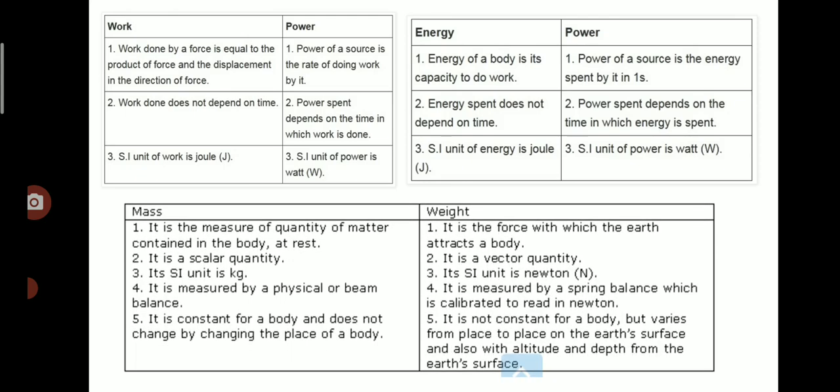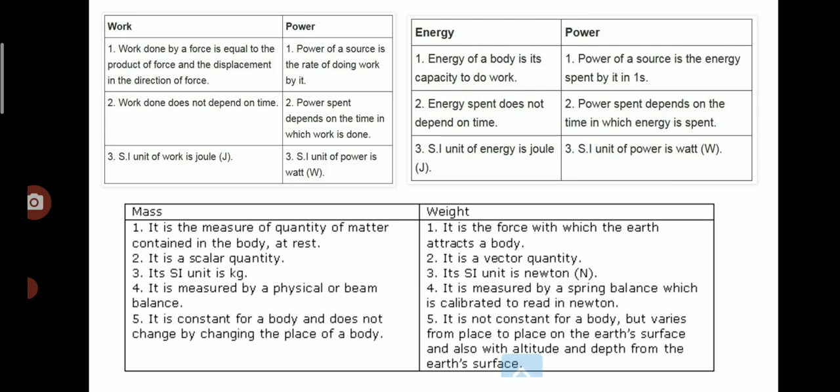So this way again we can understand the difference between mass and weight. Mass is the measure of the quantity of matter contained in the body at rest, while weight is the force with which the earth attracts a body. Mass is a scalar quantity, while weight is a vector quantity. SI unit of mass is kg, while SI unit of weight is the Newton.